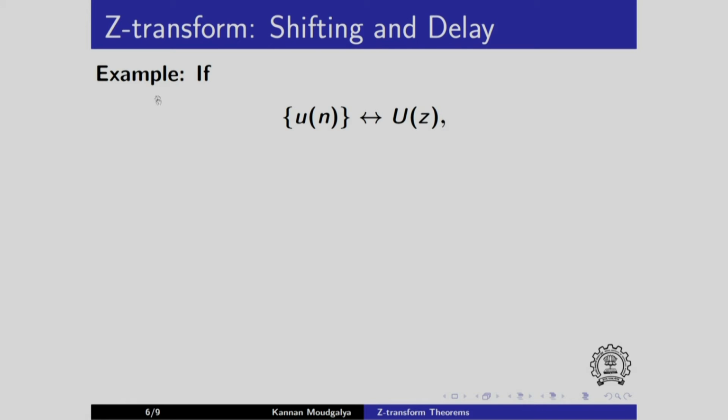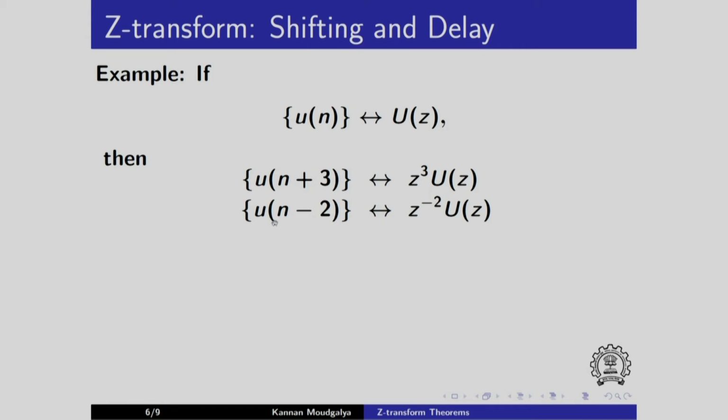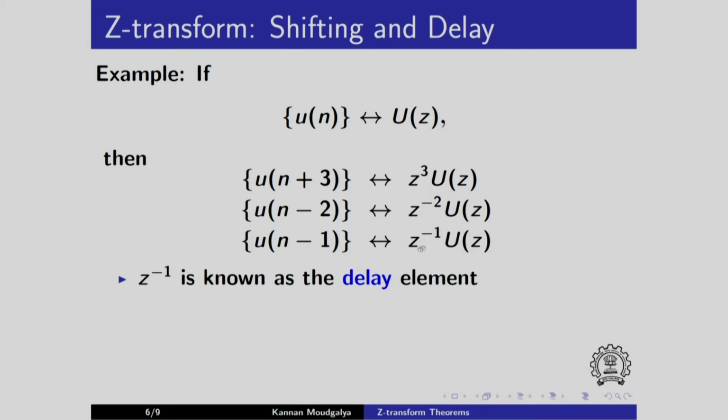So let us see some examples. If u of n has Z transform U of z, then u of n plus 3 has Z transform z to the power 3 times U of z. Previously we had d here, we got d here, now the d is 3. The next example we have minus 2, so we have minus 2 here. What happens in the case of minus 1? We will have minus 1. This pair is something special because it defines the delay element.